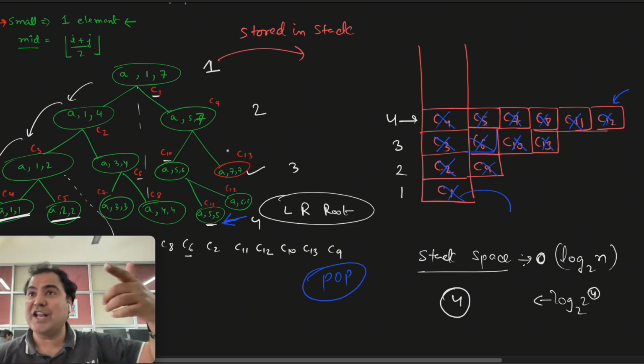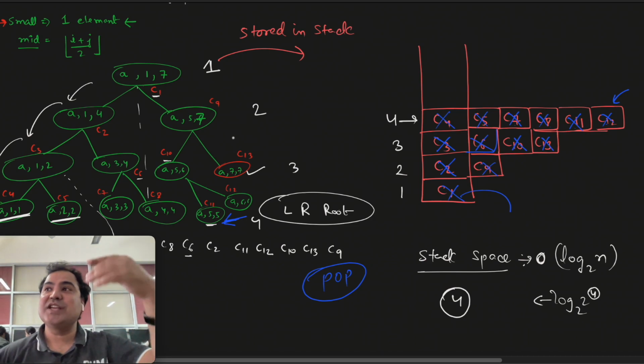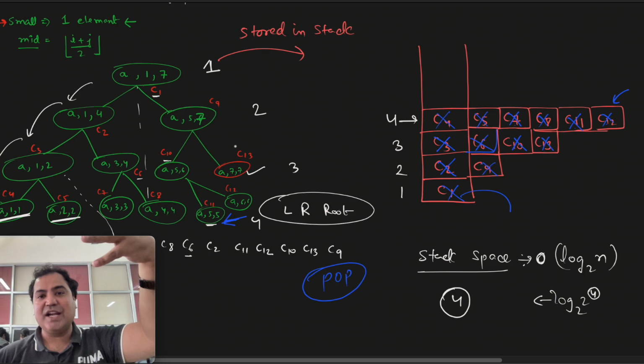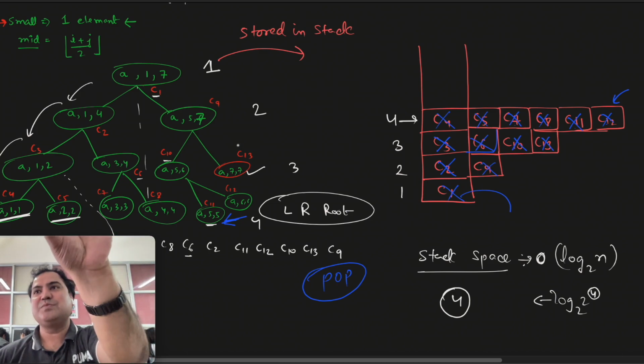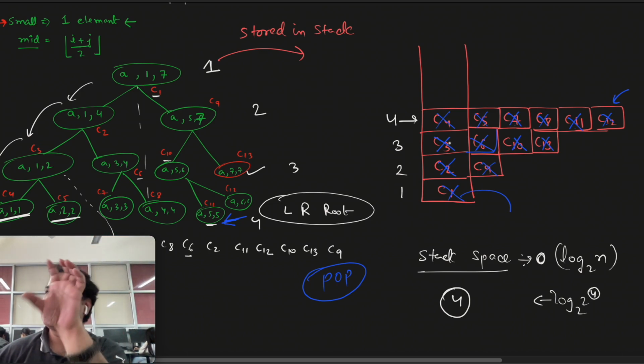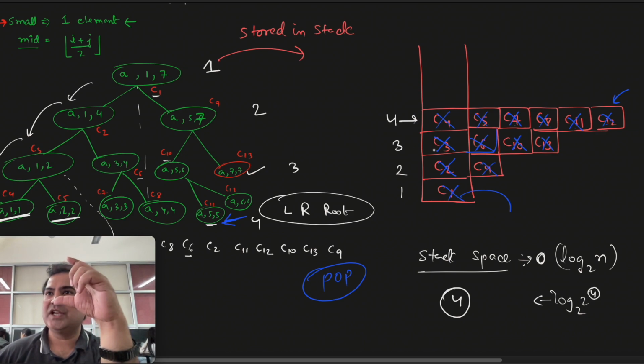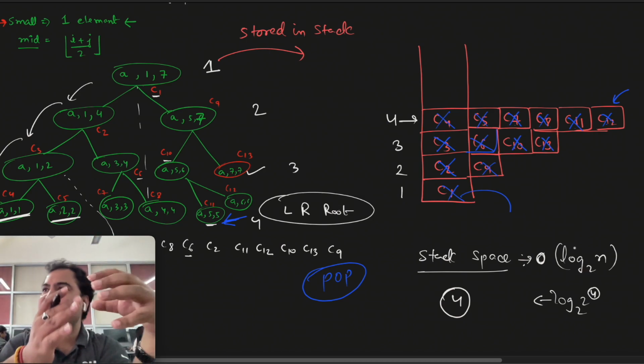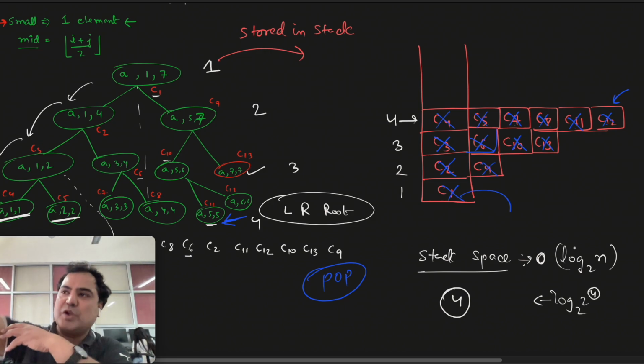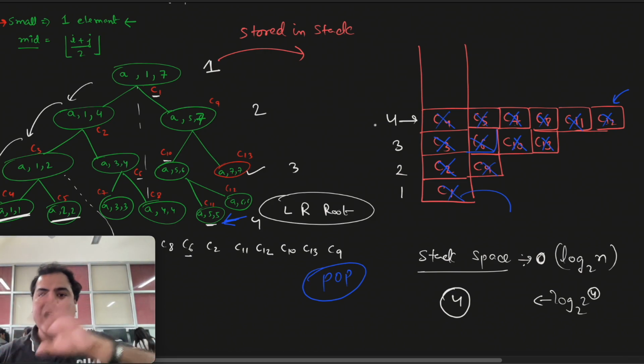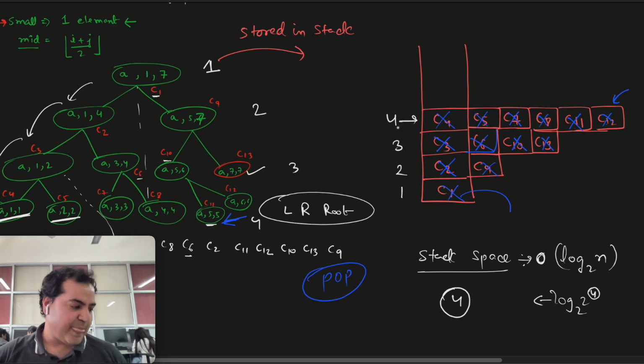These 4 levels of the tree are taking memory in the stack. Only these 4 levels have been used in the stack, which means stack space is used as 4 chunks of memory only. So that's how the stack space complexity comes to order of log n. Order means it is smaller than this value only, it will not go beyond that. This is how stack space complexity comes.